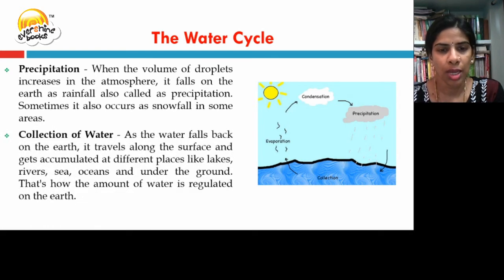Collection of water. As the water falls back on the earth, it travels along the surface and gets accumulated at different places like lakes, rivers, seas, oceans and ground. This is how the amount of water is balanced on the earth. So there are 4 phases in the water cycle: evaporation, condensation, precipitation and collection.